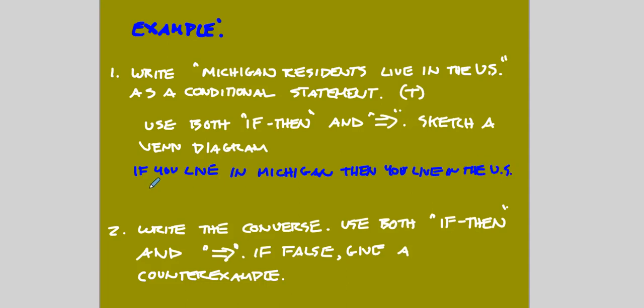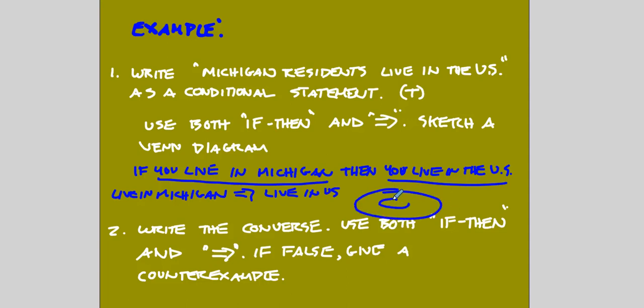I really like to write it the other way. So here's my hypothesis. Here's my conclusion. I like to just write Michigan implies US. Or you could write live in Michigan implies live in US. Venn diagram would be, okay, here's MI for Michigan, here's US. Michigan is a subset. Those who live in Michigan are a subset of those who live in the United States.